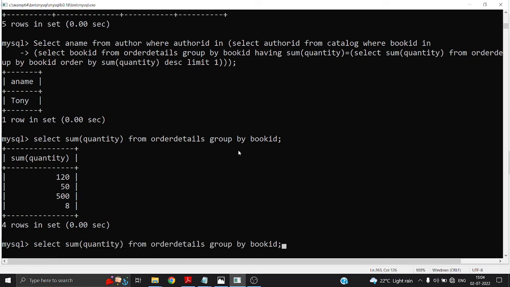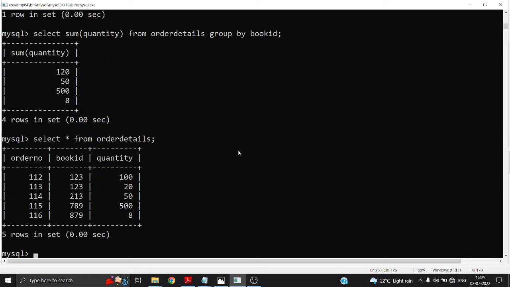First I will display the order details table: select star from order details. Here you can see 123 when it is grouped by this book ID. We will take the sum of this, that's why we are getting 120. Then we have 50, then 500, and then 8. According to that, we got the output, sum of quantity.